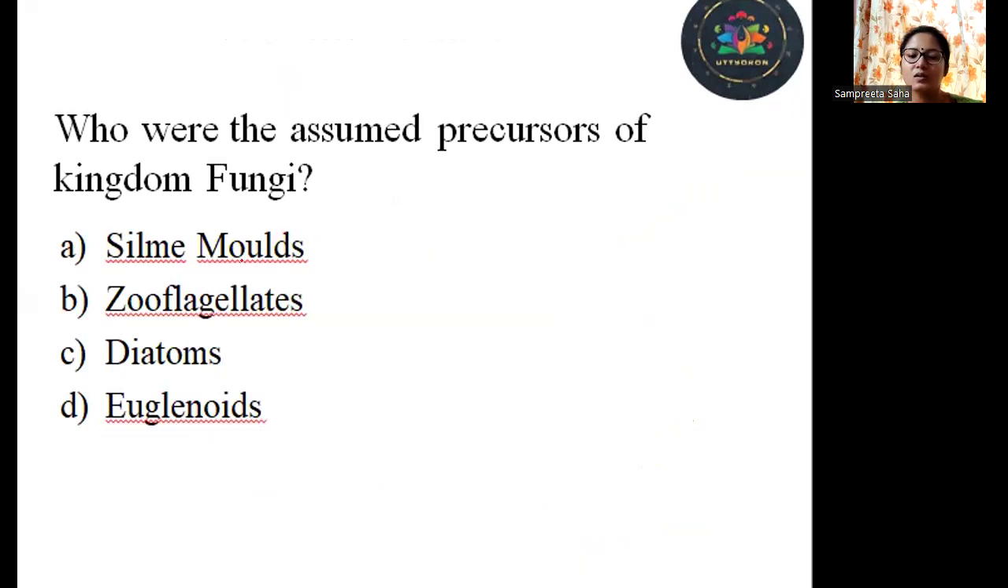So molds, just now I said, molds gives us a hint that the slime molds or the consumer decomposer group, the middle one, which was there, could be a possible ancestor of the group fungi. So our answer will be this one, slime molds.